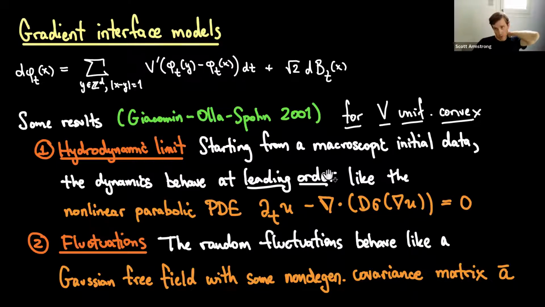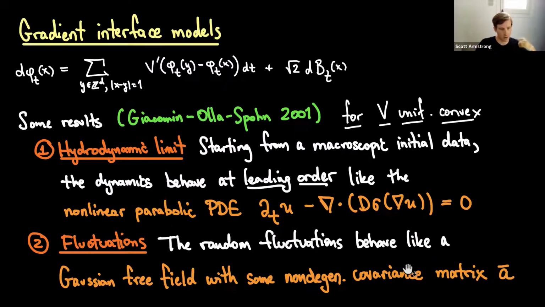The probabilists, of course, are interested in the fluctuations around that. They'd like to show that if you subtract the solution of this equation and look at the error, what's left, the signal, they can understand that noise as some kind of limit of some stochastic process or random field. And in this case, the random fluctuations behave like a Gaussian free field with covariance matrix A bar.